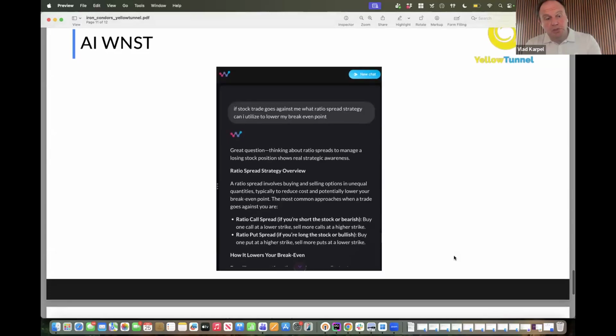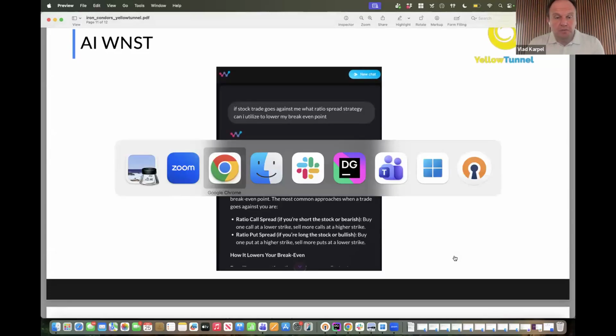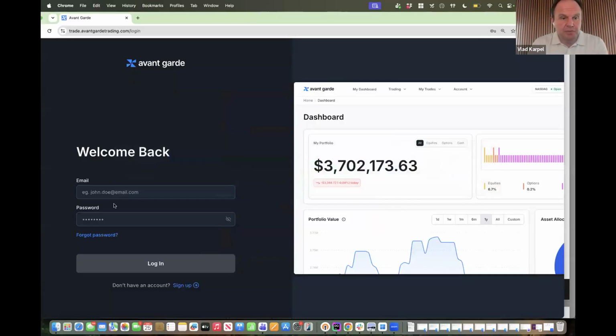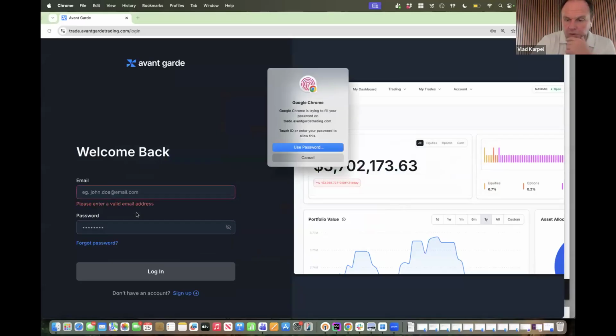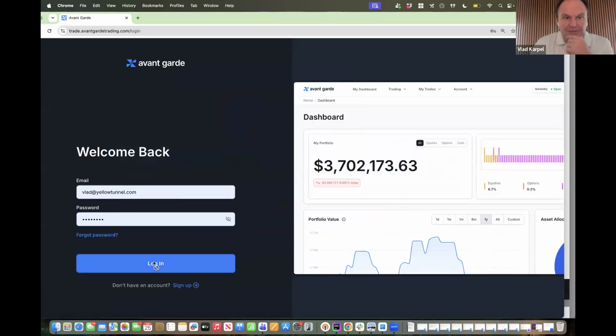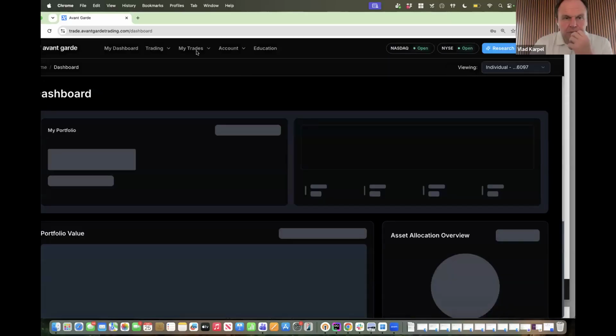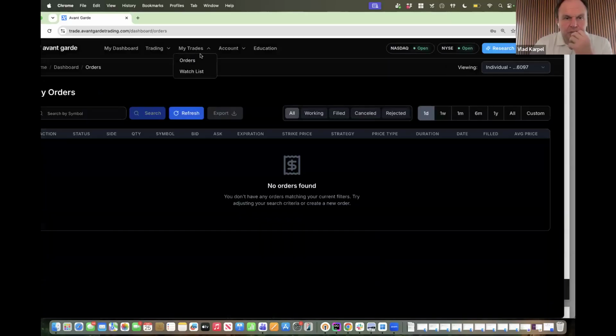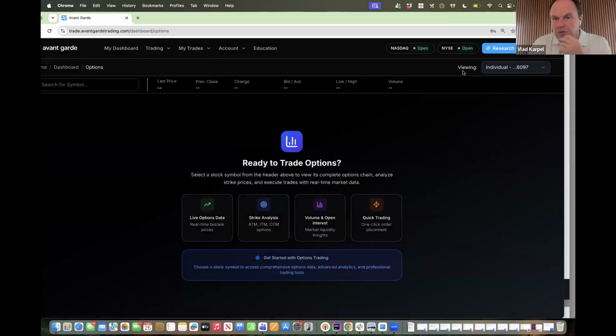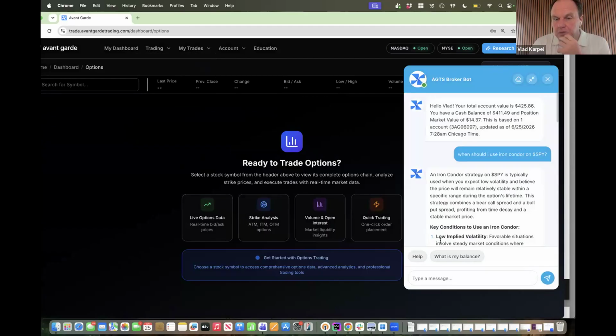So again, you can always use AI Winston. If you've been in our presentations, you're already familiar with that. But if you log into your Avant-Garde account and go to trades, there's always this research API. It's an AI bot that AGT offers, where you can actually type in.